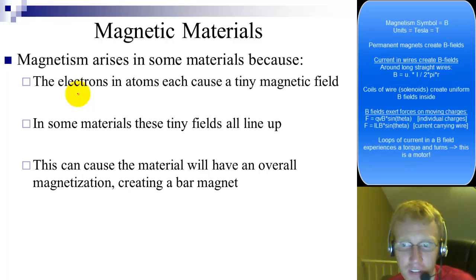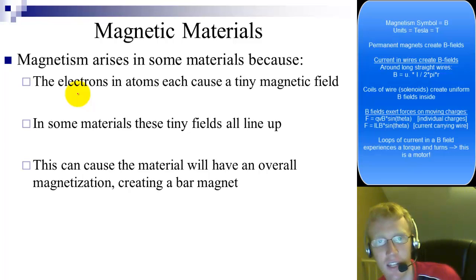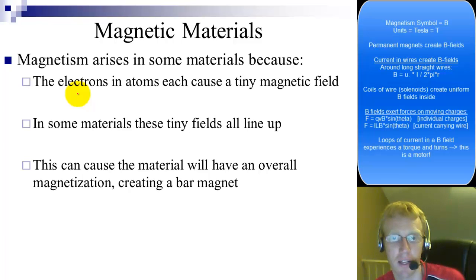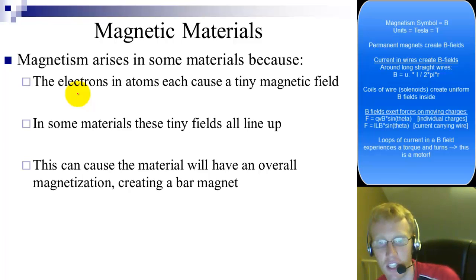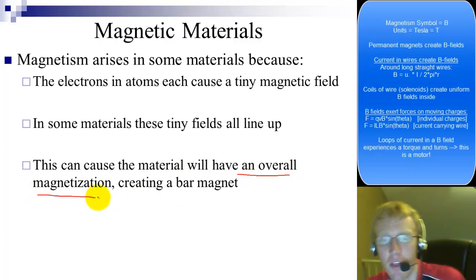tiny little magnetic field, and there are millions and millions of electrons in any given material. And so all those tiny little magnetic fields can either be oriented all in the same way, or they can be oriented kind of randomly, and that will affect whether or not they reinforce each other and create a magnetic field, or whether they all kind of cancel each other out. So if there's an overall magnetization based on them all being lined up, then it will create a bar magnet.